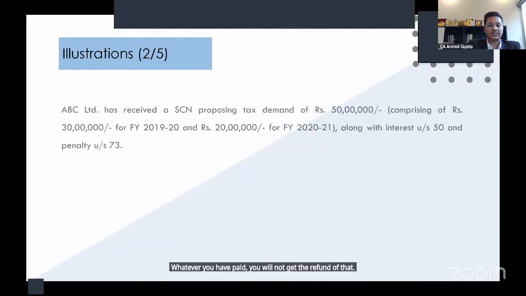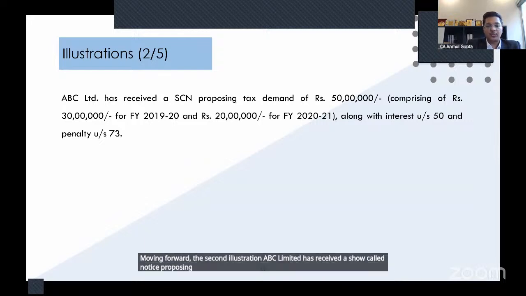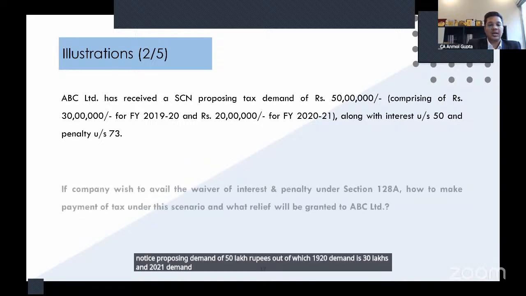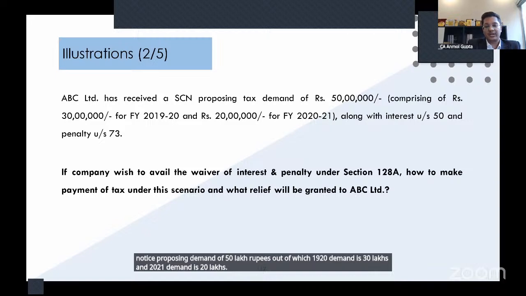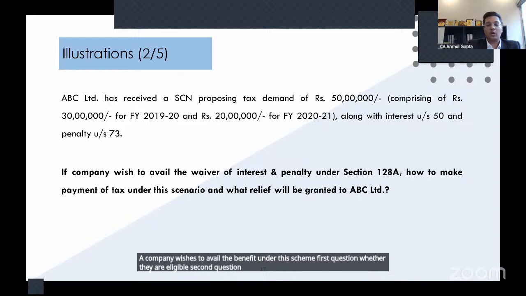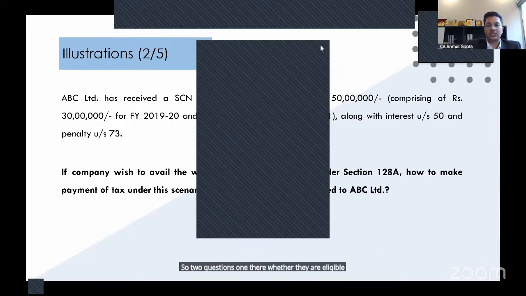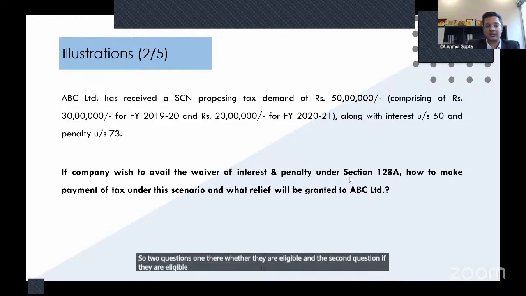Moving forward, the second illustration. ABC Limited has received a show cause notice proposing a demand of 50 lakh rupees, out of which the 19-20 demand is 30 lakhs and the 20-21 demand is 20 lakhs. The company wishes to avail the benefit under this scheme. First question, whether they are eligible. Second question, if yes, how much liability is to be paid by ABC Limited in order to get the interest and penalty waiver, and how much interest and penalty waiver will they get. So two questions: one, whether they are eligible, and the second, if they are eligible, how much interest and penalty waiver they will get and how much tax payment they need to make.